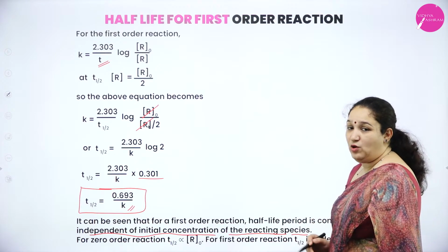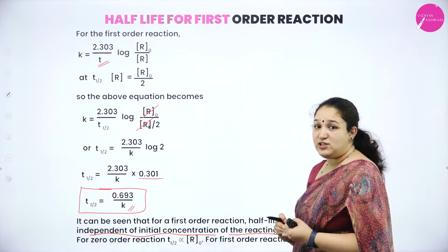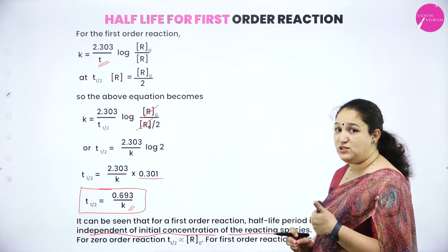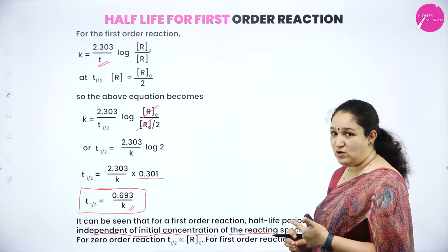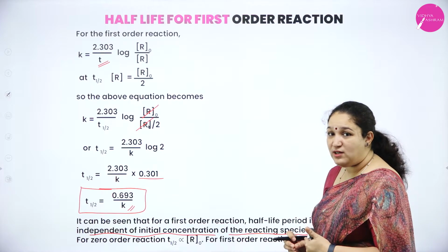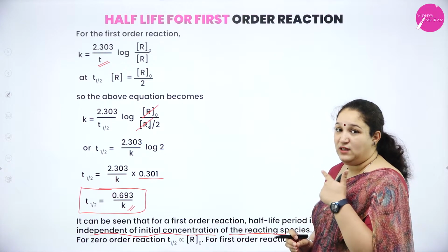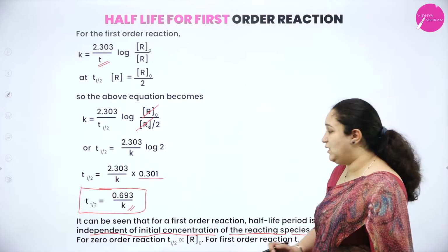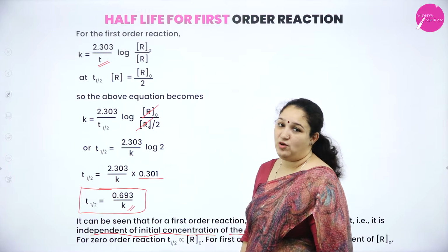Okay. Now for zero order reaction, half-life is directly proportional to the initial concentration, inversely proportional to the rate constant. For first order reaction, half-life is independent of the initial concentration but inversely proportional to the rate constant.